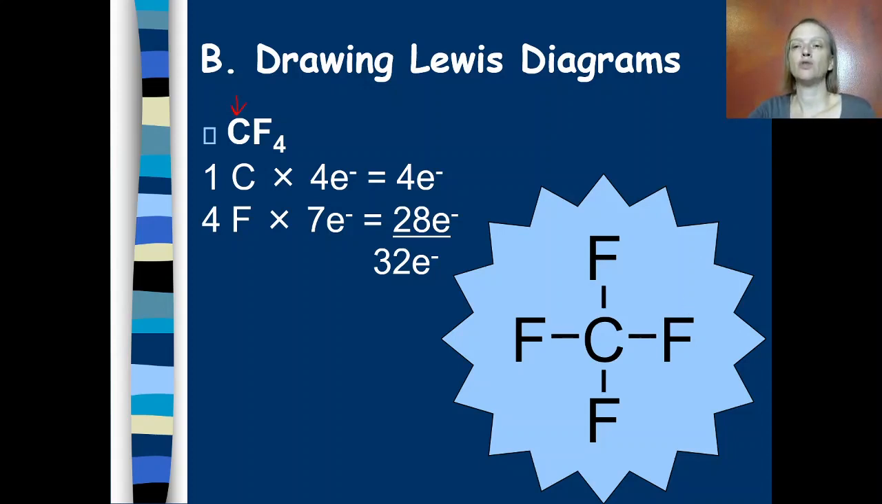Now, I draw the minimum number of bonds that I need to connect everybody together. And remember that each covalent bond is made up of 2 electrons. So far, by drawing 4 bonds, that took 8 electrons. So out of the 32 electrons I said I had to draw, I've drawn 8 of them. So I have 24 electrons left to draw.